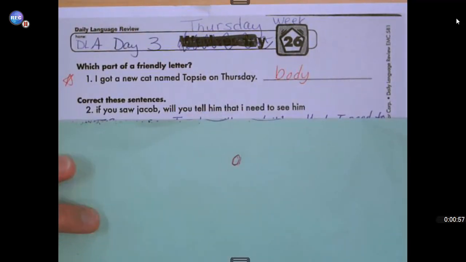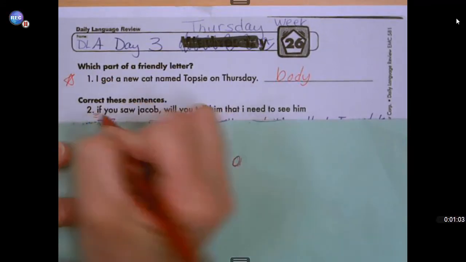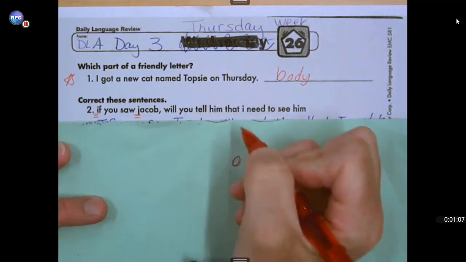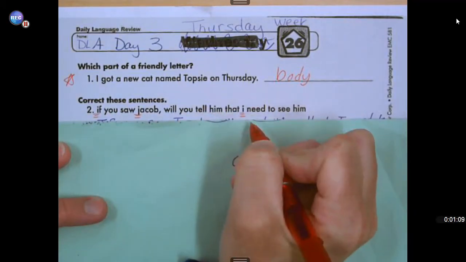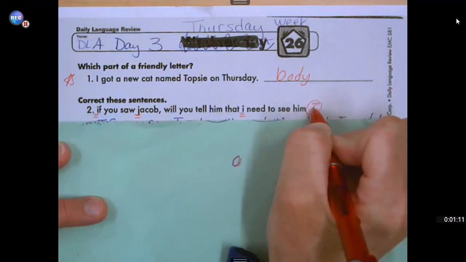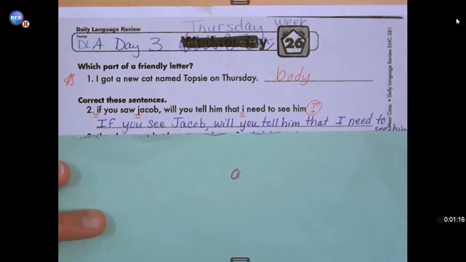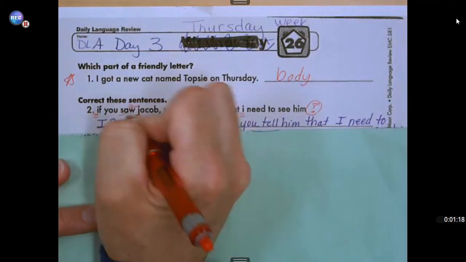Okay, correct these sentences. If you saw Jacob, will you tell him that I need to see him? So we're going to start with the capital If. Jacob needs to be capitalized. Capital I. And then we're going to end with a question mark. This is asking a question. And we're going to change saw to see.